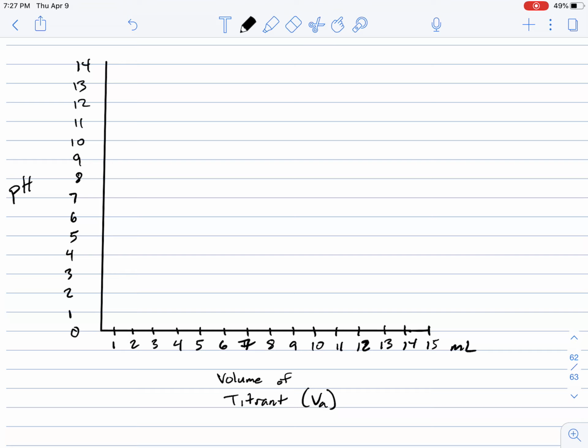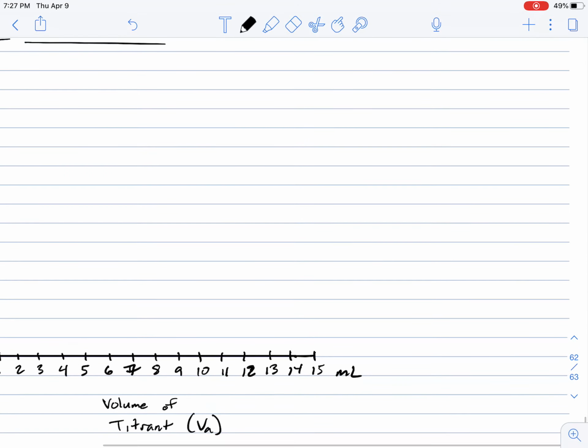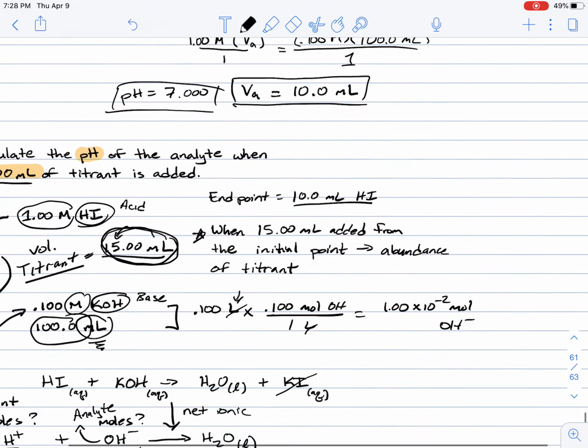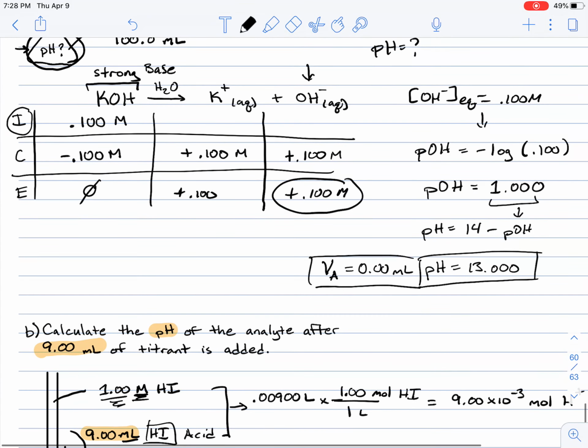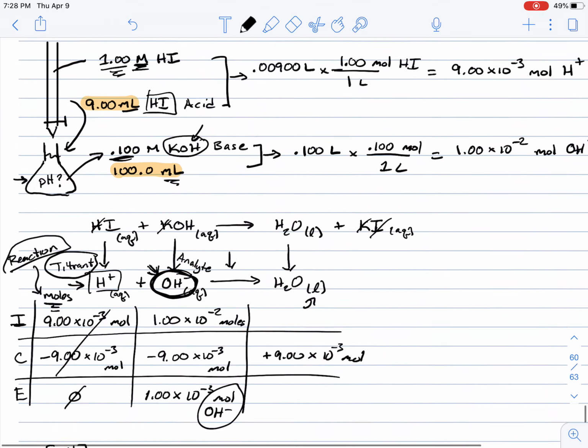All right, so let's go ahead and summarize the values for all 4 points. From part A, when the volume of the acid is equal to 0.000, or 2 zeros is fine, the pH was, it should be 13, right? So it's 13.000.